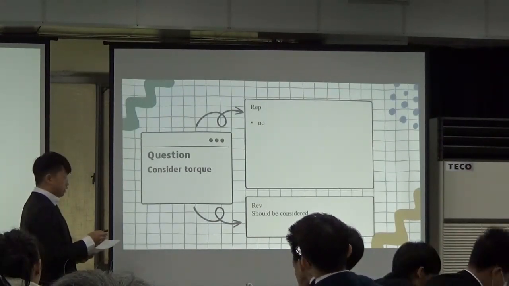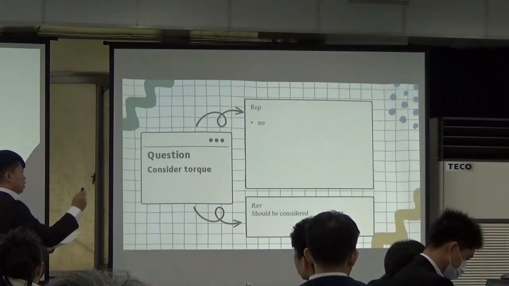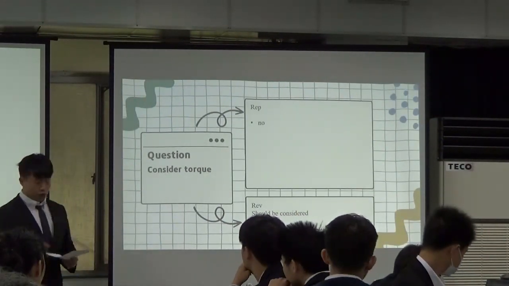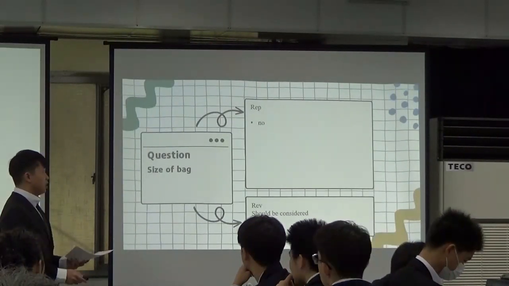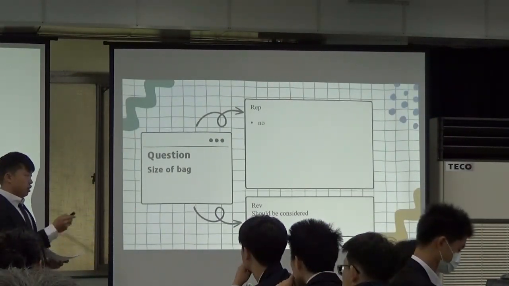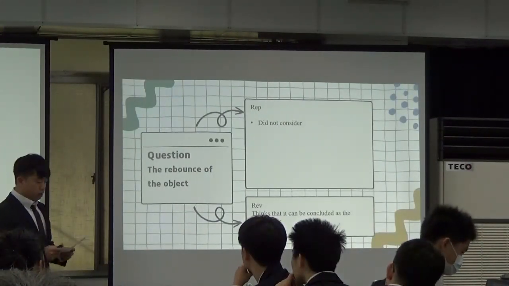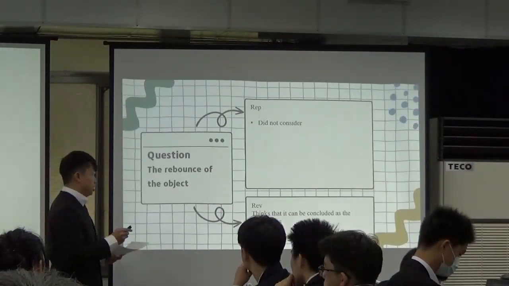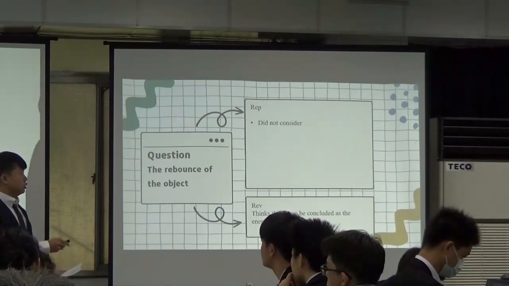Okay, so these are some questions that the opponent asked the reporter. So did she consider torque? And the reporter said no. And then the reviewer thinks that it should be considered. Also, size of bag. The reporter didn't consider it. And then the reviewer also thinks that it should be considered. And also, the opponent asked about the rebounds of the object. The reporter didn't consider it, but the reviewer thinks that it can be concluded as the energy loss.